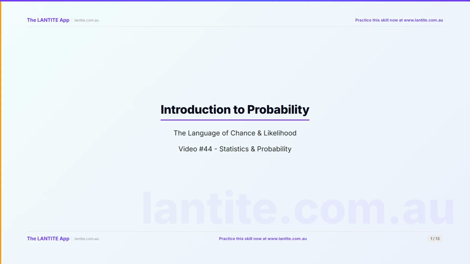Welcome to this lesson on probability. Probability is all about measuring how likely something is to happen. The LANTITE regularly tests your ability to calculate probabilities, list outcomes, and express your answers as fractions, decimals, or percentages. This lesson covers the fundamentals you need to tackle those questions confidently.